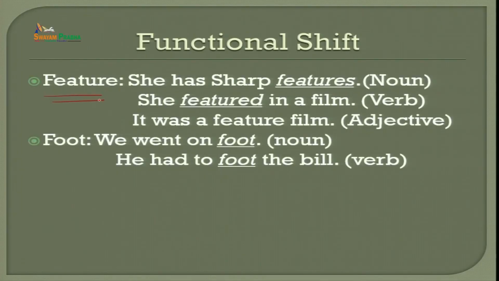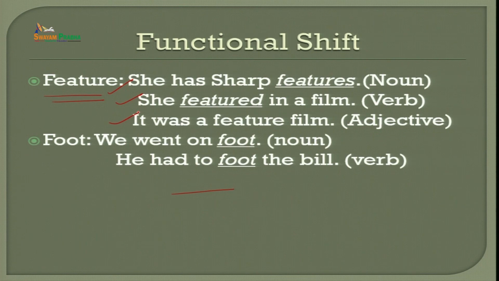And if I am using the same word as a verb, certainly the meaning will change again. So, my question to you is how this functional shift happens, how this whole thing comes into existence. Now, you have to just be very clear about it. While talking about feature, I am taking a single example of it. You all should know that this word feature is actually used thrice over here, right?